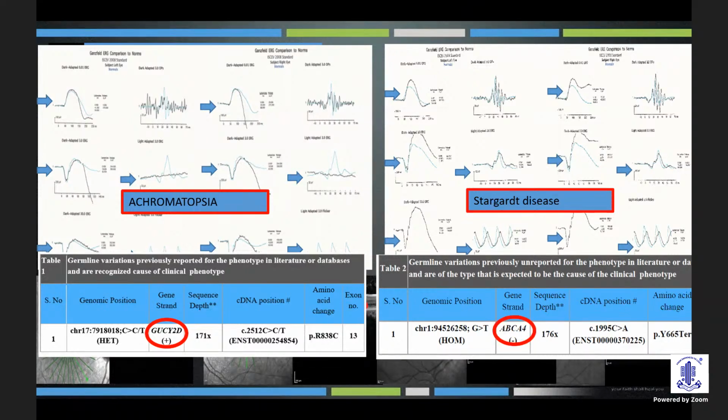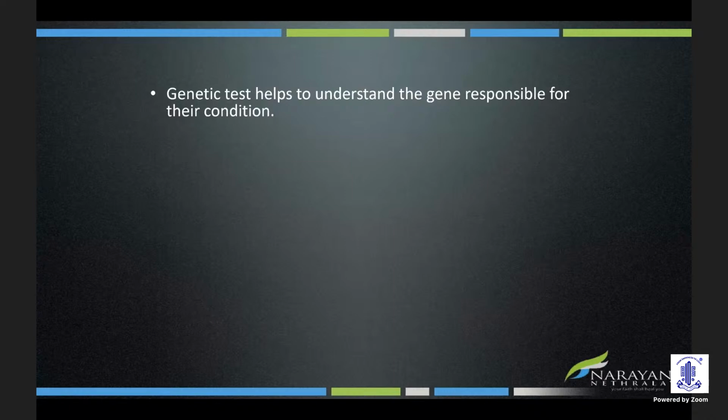And the most important thing, the moment you diagnose a patient with retinal dystrophies, for example retinitis pigmentosa, the patient will just go to Google and type retinitis pigmentosa and end up reading things which may not be relevant to his condition. Whereas if you do genetic testing and give them the report, he can go and specifically search for that. In a way, it will help them also to keep track of the research. So, in conclusion, I would like to say genetic testing helps to understand the gene responsible for the condition.